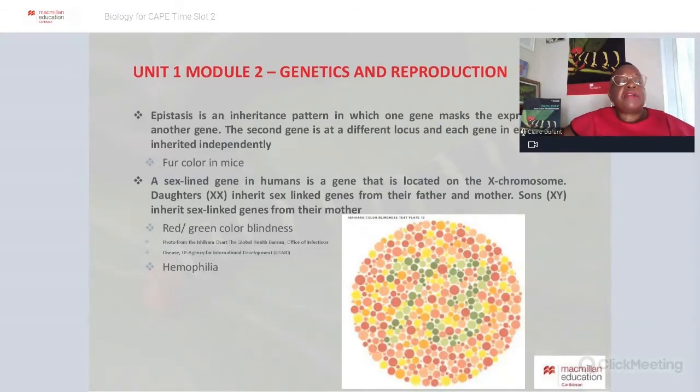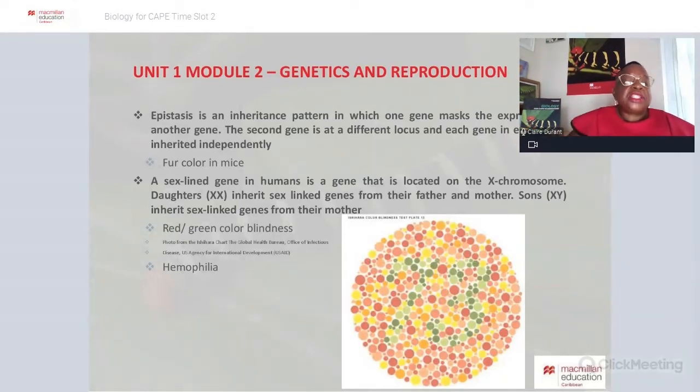So another area in genetics and reproduction relates to things like epistasis, and epistasis is an inheritance pattern in which one gene masks the expression of another gene, and the second gene is at a different locus, and each gene in epistasis is inherited independently. And this happens in fur color in mice, where mice can have gray fur, whitish colored fur, they can have banded fur, and this is an example of epistasis.